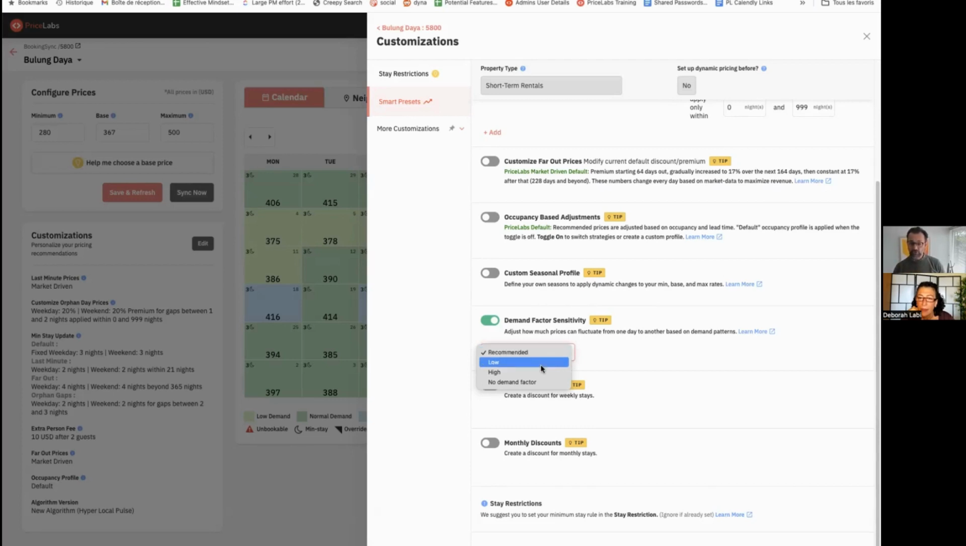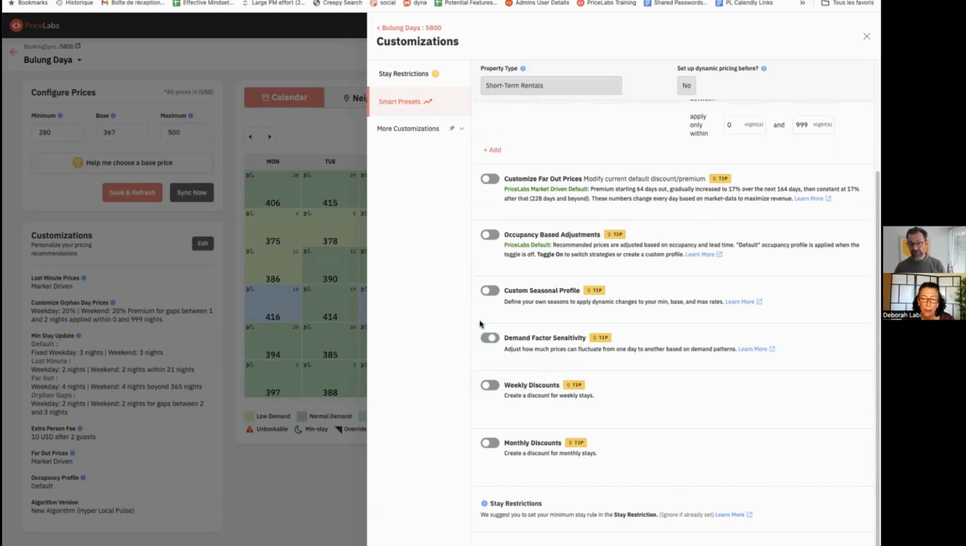So we could do something like low. It means prices will still move with demand, but from one day to another they will not change too much, not too many big jumps. Of course, revenue-wise, you may lose out because you may miss out on some money, but that's what your owner wants, so be it. So there are all kinds of things that we can do.